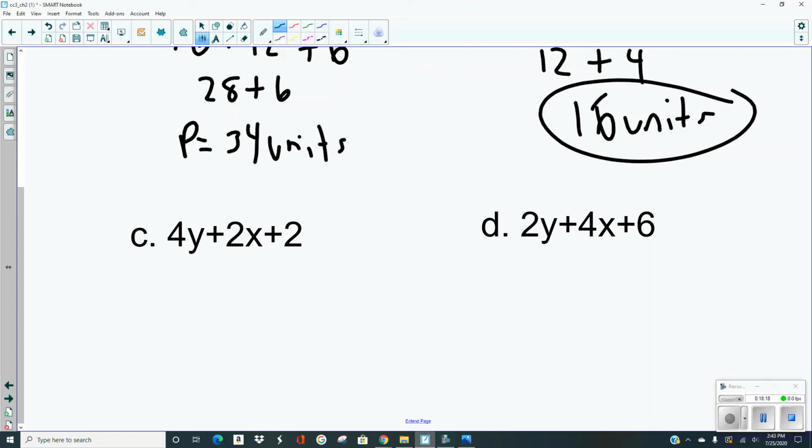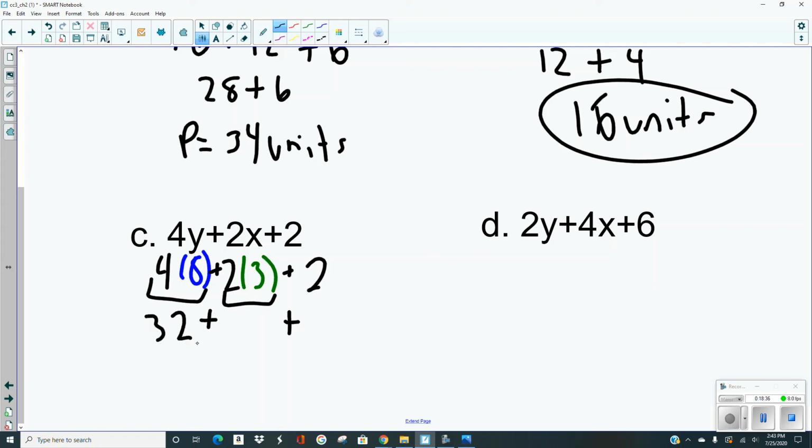Moving on to C. Now let's go ahead and do it. All right, so I have 8 in for y, 3 in for x. Everything else remains. And again, according to order of operations, we're going to use multiplication first. This here is separated by the plus. So I have 4 times 8 is 32. 2 times 3 is 6. Add from left to right. I end up with 40 units.